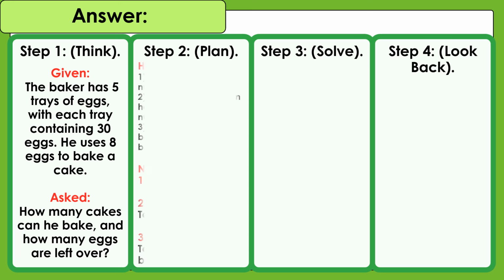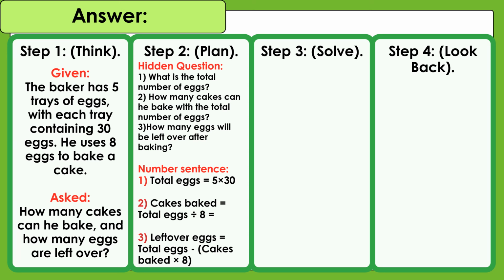Step 2. Plan. Hidden questions. Number 1. What is the total number of eggs? Number 2. How many cakes can he bake with the total number of eggs? Number 3. How many eggs will be left over after baking? Number sentence: Number 1, total eggs is equal to 5 times 30. Number 2, cakes baked equals total eggs divided by 8. Number 3, leftover eggs equals total eggs minus cakes baked times 8.